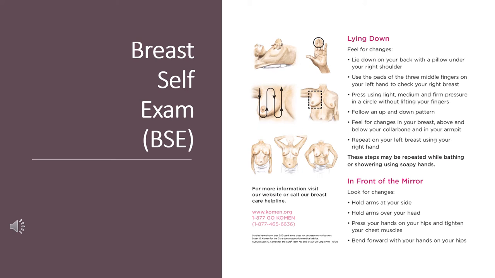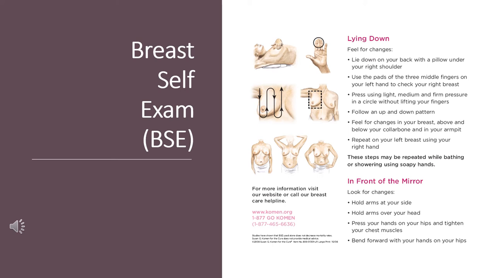Now press using light, medium and firm pressure in a circle without lifting your fingers. If you see images 3 and 4, you can see the direction going down, up, down, up, down, up, and you can see the square area of the breast where the position is to be. Now follow the up and down pattern. Feel for changes in your breast above and below your collarbone and in your armpit. Repeat on your left breast using your right hand.